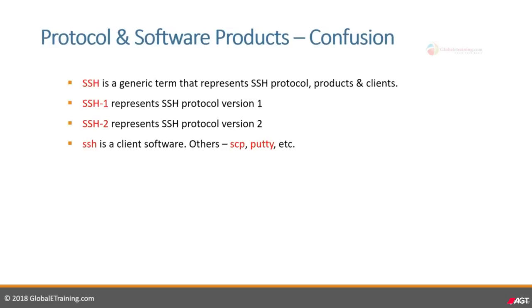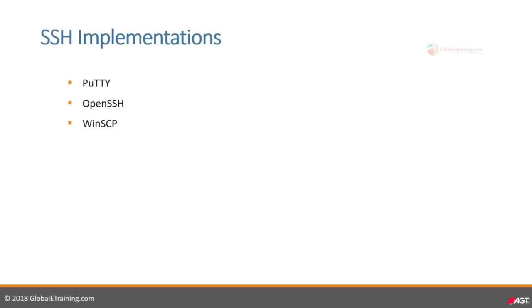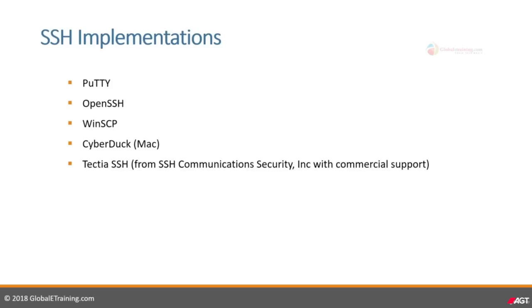SAP and PuTTY are other client softwares that are developed based on the SSH protocol specifications. OpenSSH is an open source product from OpenBSD. Here is a small list of SSH implementations which are commonly heard in the industry: PuTTY, OpenSSH, WinSCP, CyberDuck for Mac, Tectia SSH. Tectia SSH is from SSH Communications Security Inc., which provides commercial support.